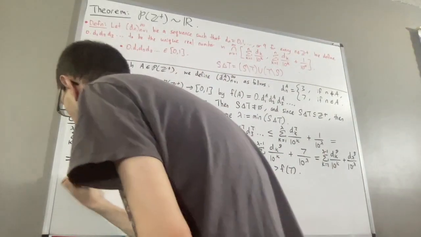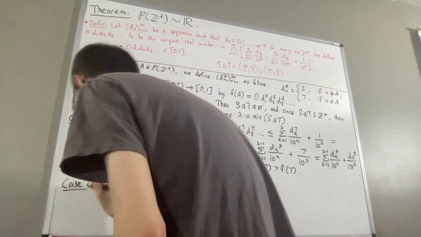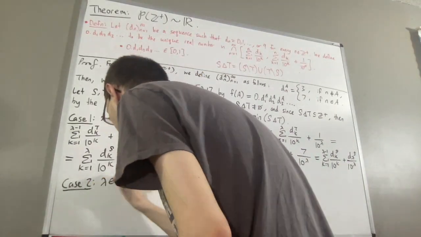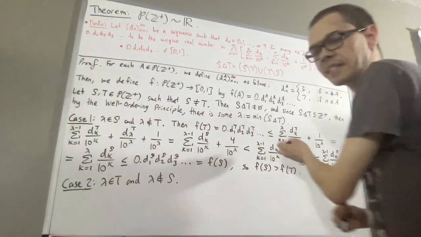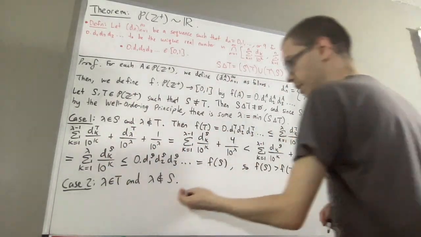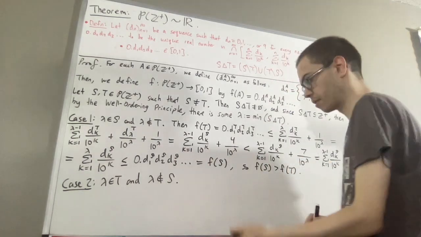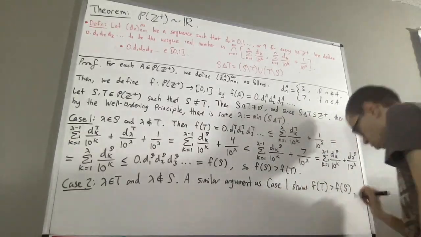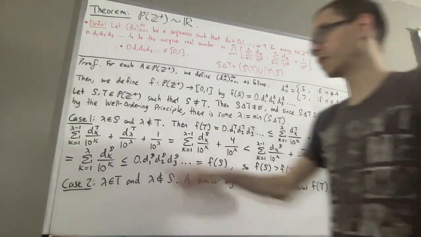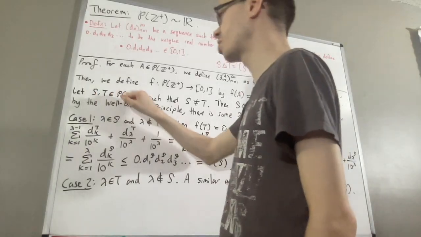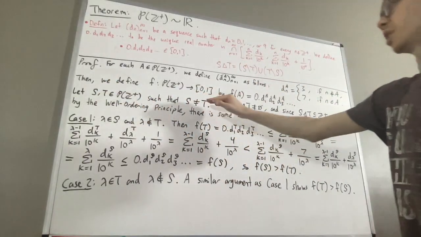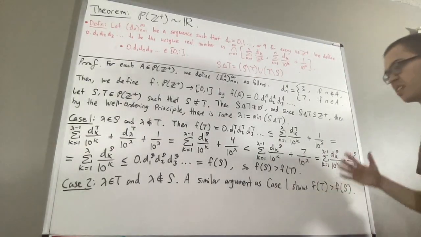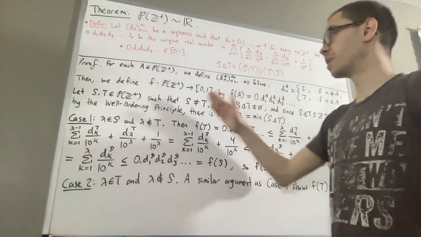Now, if we consider the case lambda is an element of t, but lambda is not an element of s, what happens? You get a similar argument as case 1. You will get f of t is greater than f of s. So no matter what, given any two elements of the power set of the positive integers, s and t, if s is not equal to t, then f of s is not going to be equal to f of t. So this tells us that f must be injective.